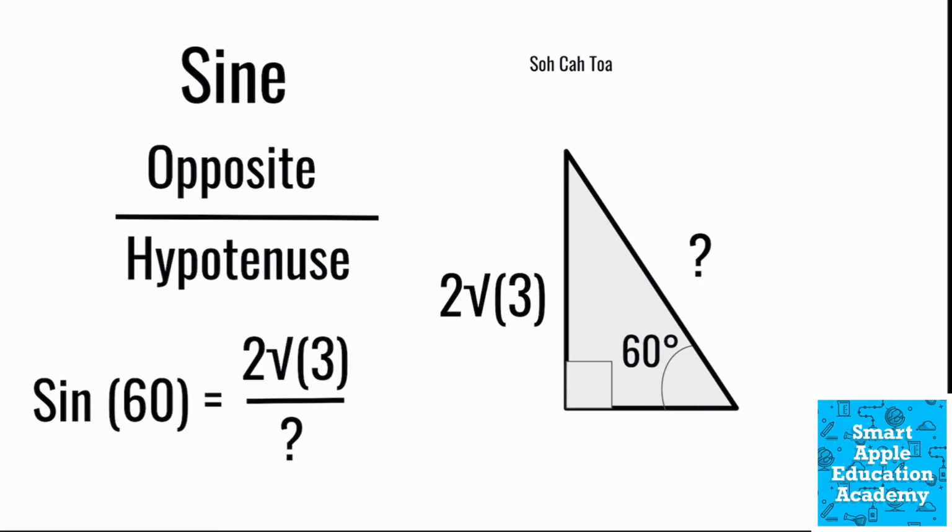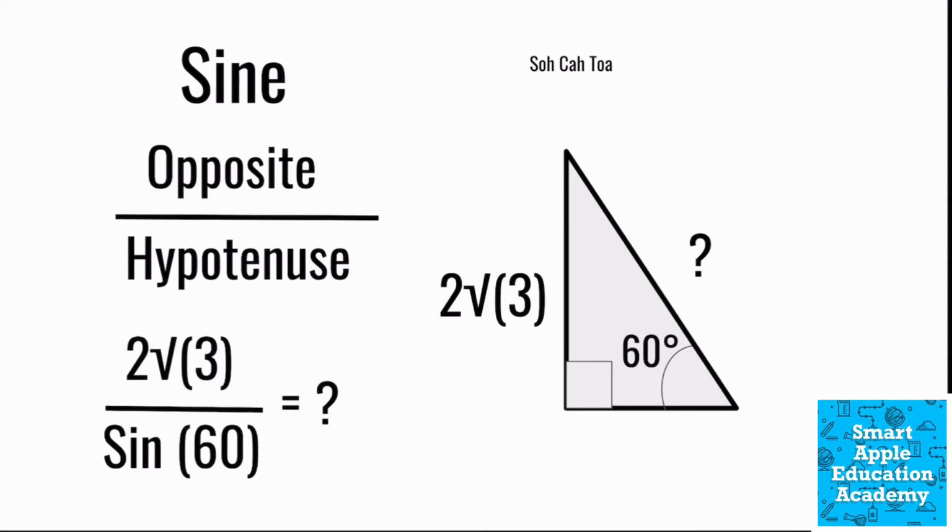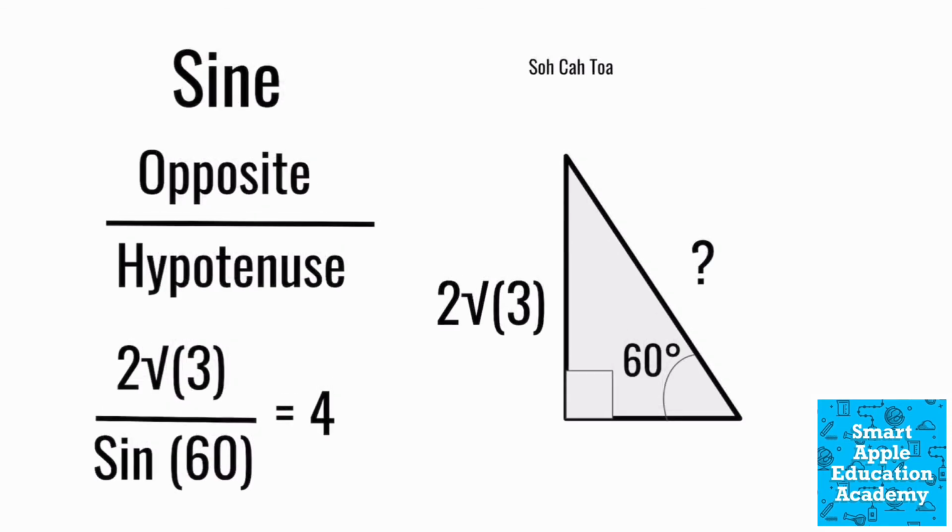So what can we do? We can rearrange this. To find the hypotenuse length, which is represented by the question mark, we can rearrange that and we can turn it into this, which is 2 times the square root of 3 over the sine of 60 equals question mark. If we calculate this, we should get the hypotenuse length. 2 times the square root of 3 over the sine of 60 equals 4. The hypotenuse length is 4 units long.